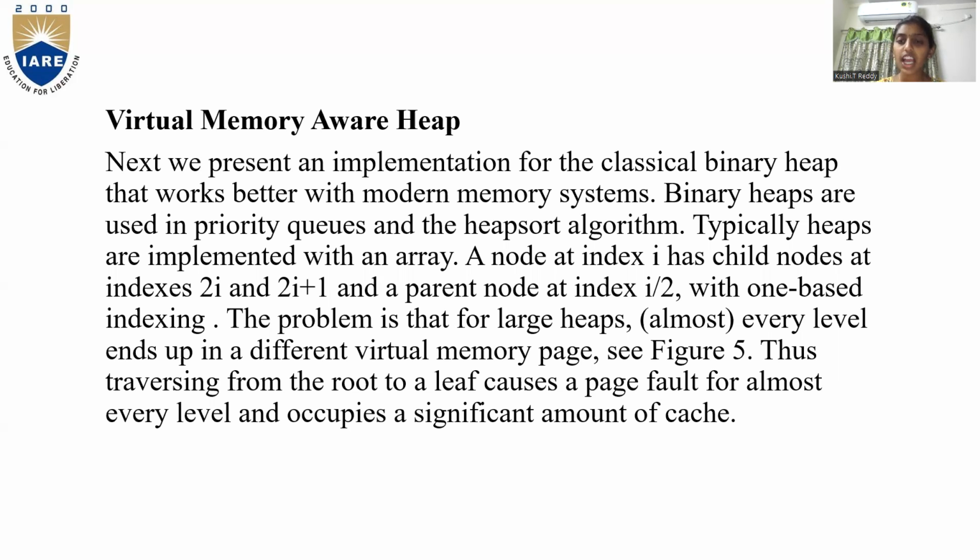A node at index i has child nodes at indexes 2i and 2i plus 1, and a parent node at index i divided by 2, with one-based indexing. The problem is that for large heaps, every level ends up in a different virtual memory page. Thus, traversing from the root to a leaf causes a page fault for almost every level and occupies a significant amount of cache.